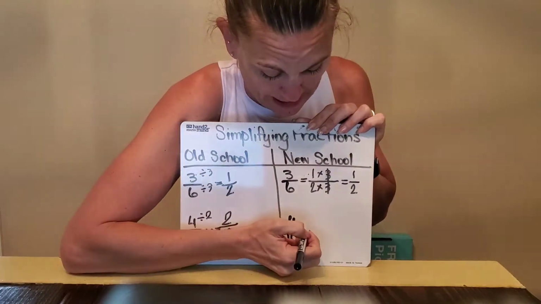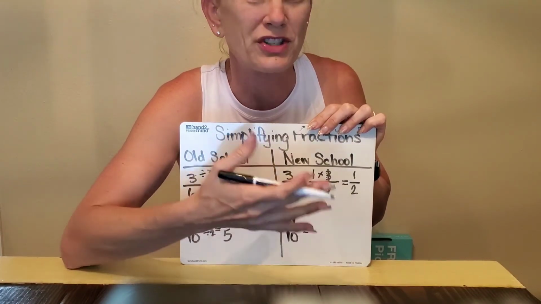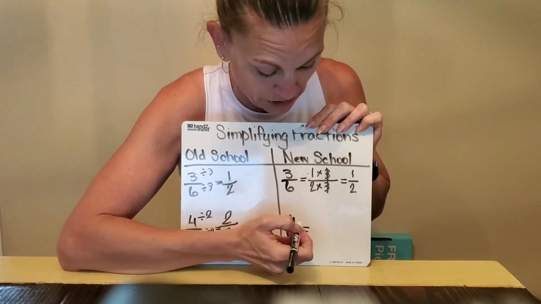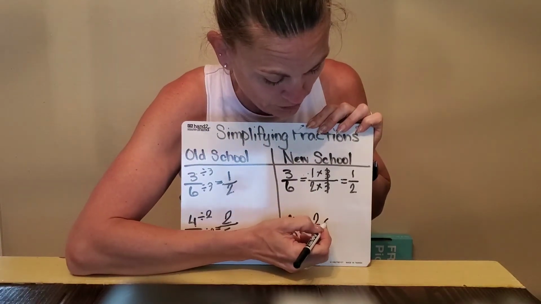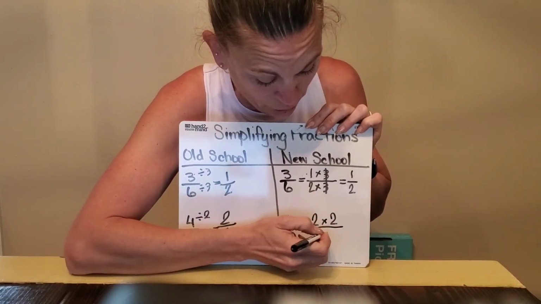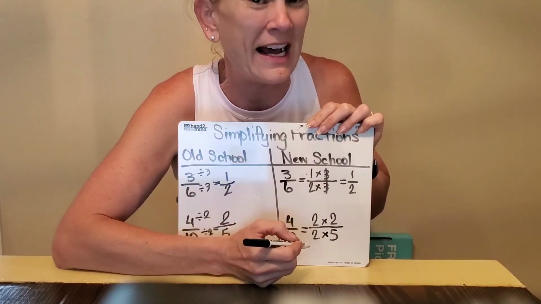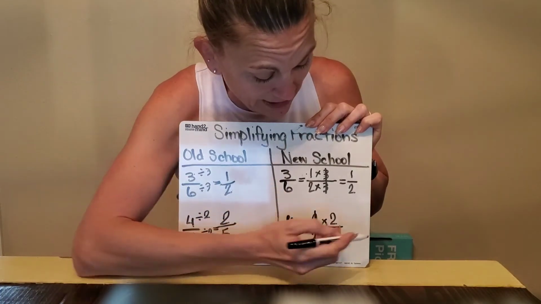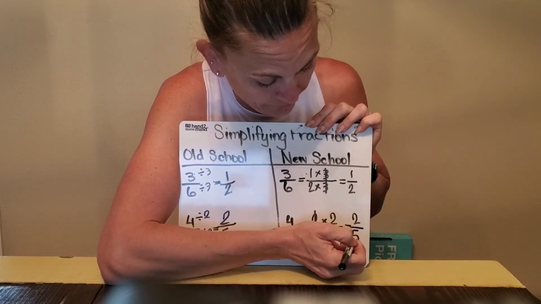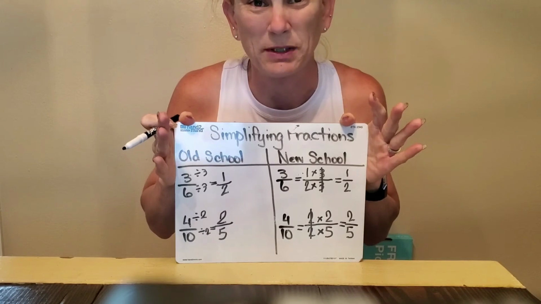So let's try it here. I know 1 times 4, but there's nothing that I can times with the 10 that I could get rid of one of those. So it would have to be 2 times 2. And then 10 I know is 2 times 5. So see, we have that same factor in common. So I can cross that out. And what I'm left with is 2/5. Did we arrive to the same reduced or simplified fraction?